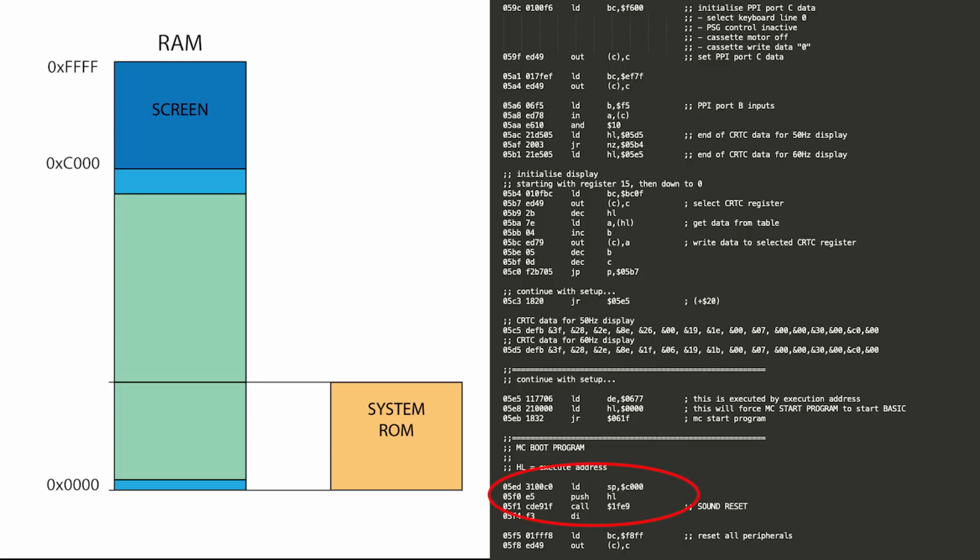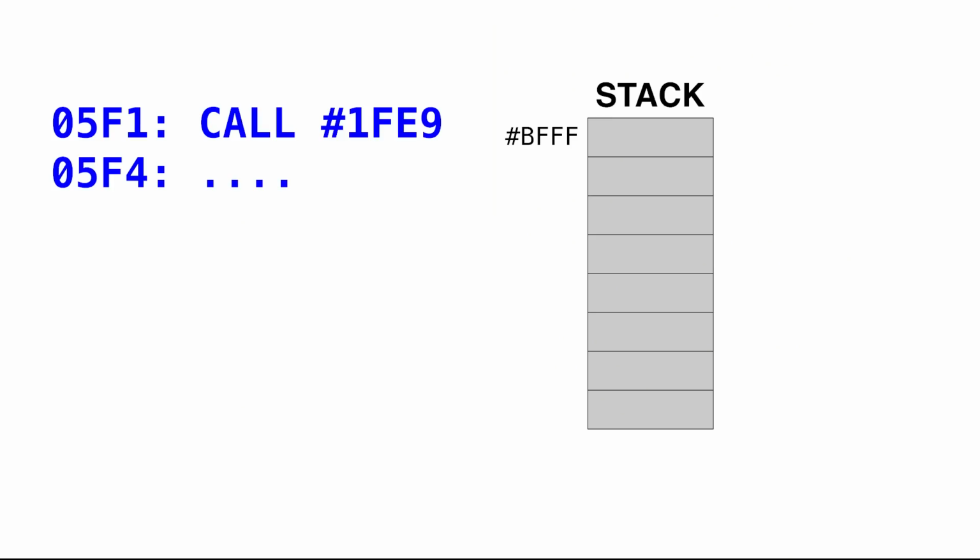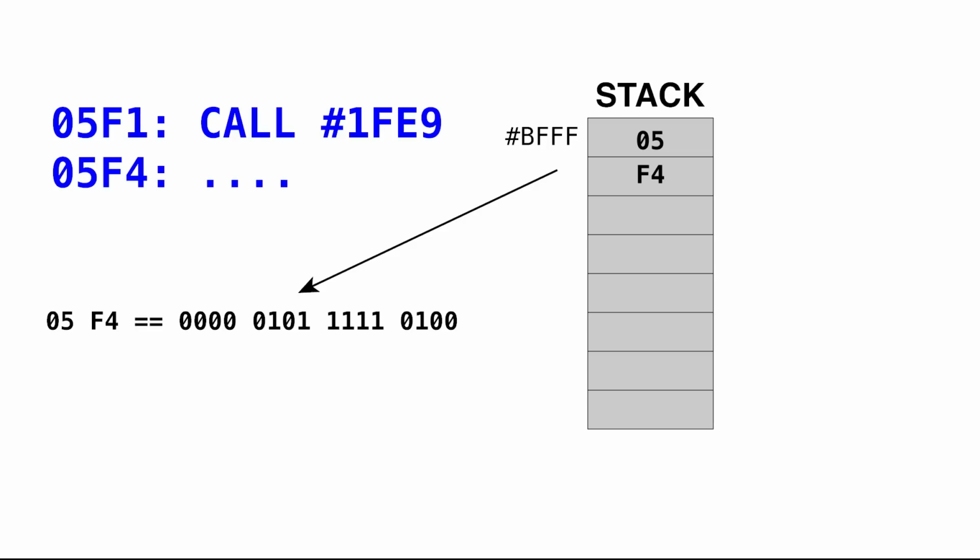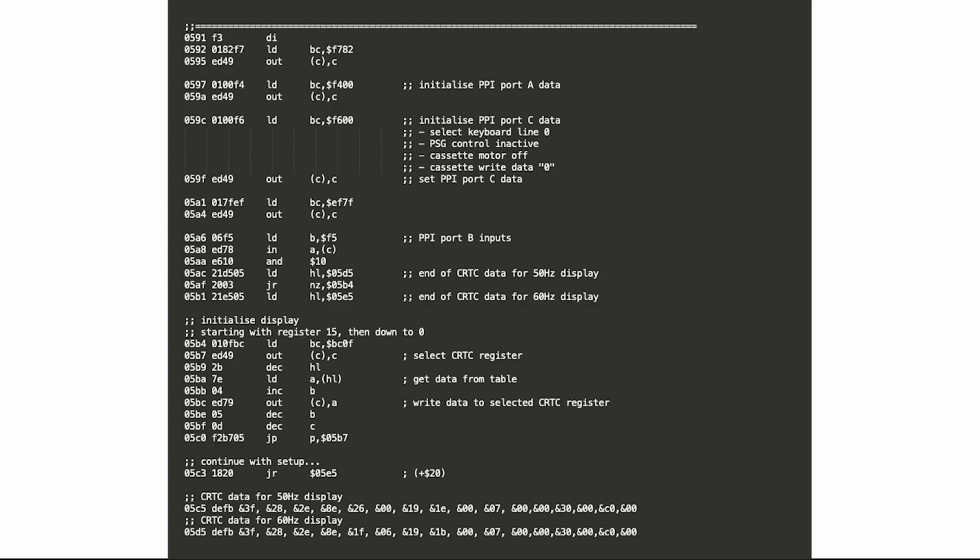Shortly after that, it sets up the stack at RAM address C000, and that's the beginning of the screen address, but remember the stack is going to grow down, and it makes the first function call. That means that address 05F4 is added to the stack, and when it tries to return, instead of 05F4, the value we'll get is going to have 2 bits set to 0, and it's really going to be 05D4.